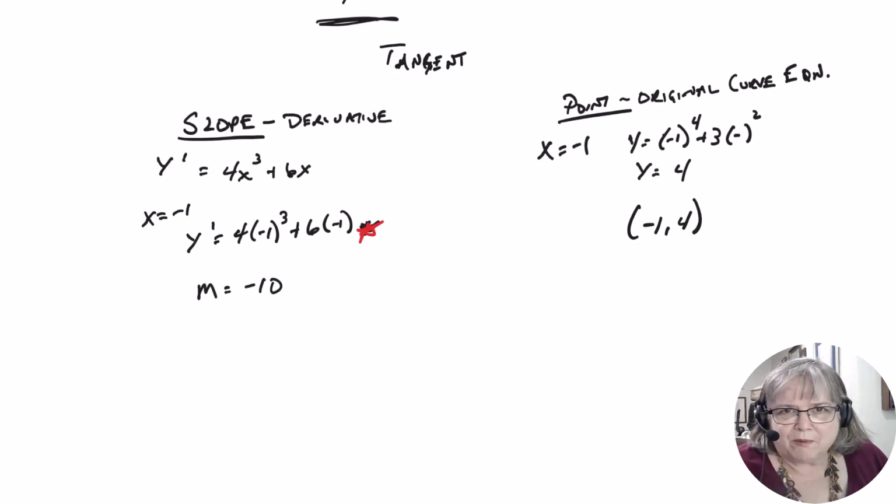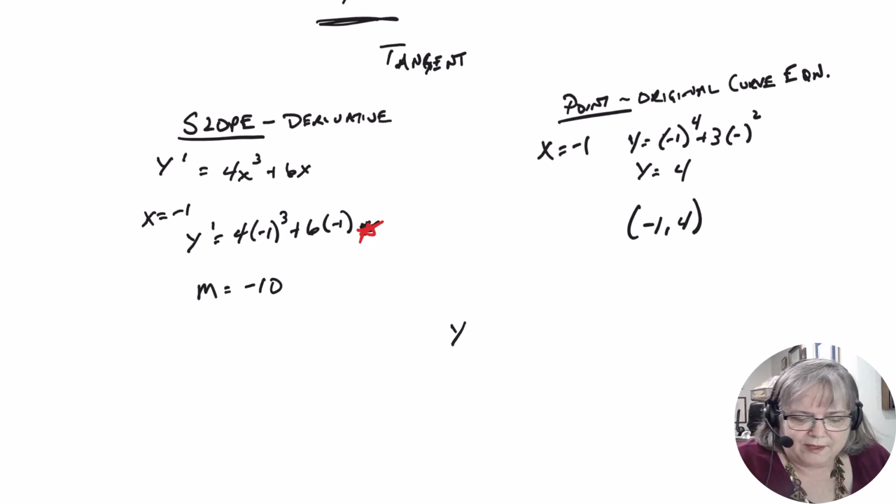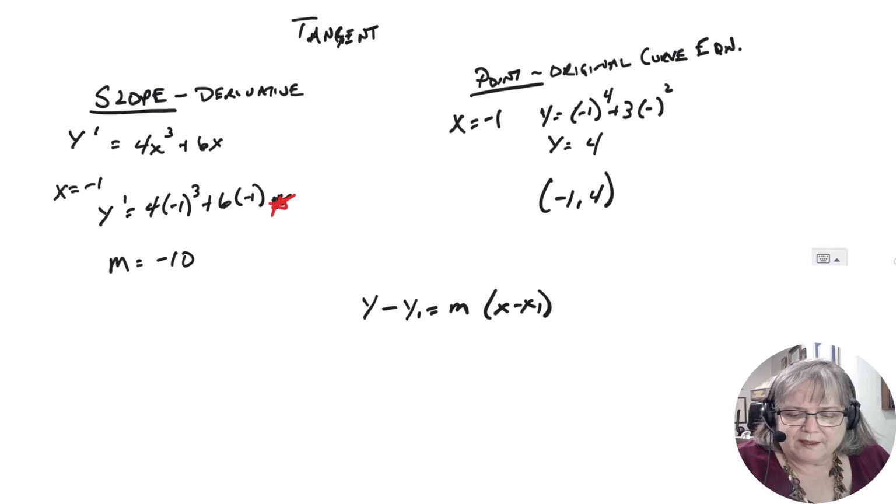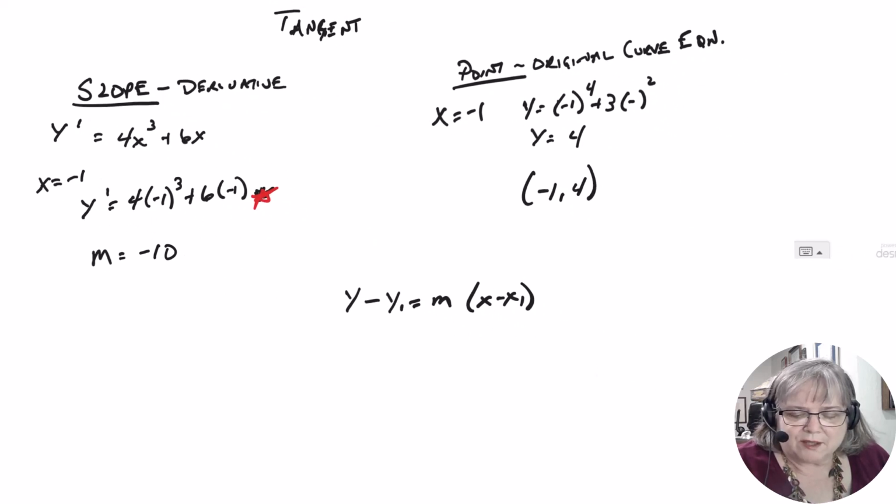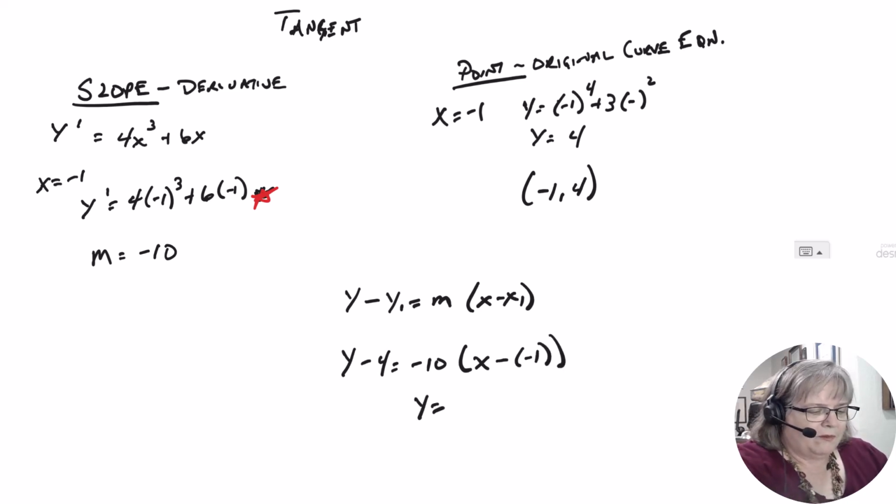So now that we have the point and the slope, we can use our point slope generic equation of the line, which you may not have seen in college algebra, but we need it off and on during Calc 1. So y minus 4 is equal to -10 times x minus -1. So when you clean this up, you get y is equal to -10x minus 6.